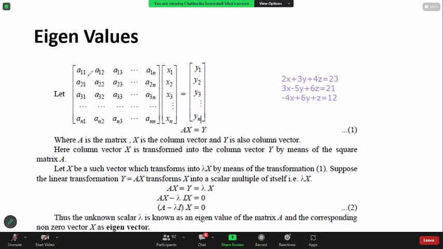So for example, in our case, this is what our matrix becomes. This is our A, capital A. So A11 is 2, A12 is 3, A13 is 4. Likewise, using the coefficients of these equations, we will be able to construct our capital A matrix.